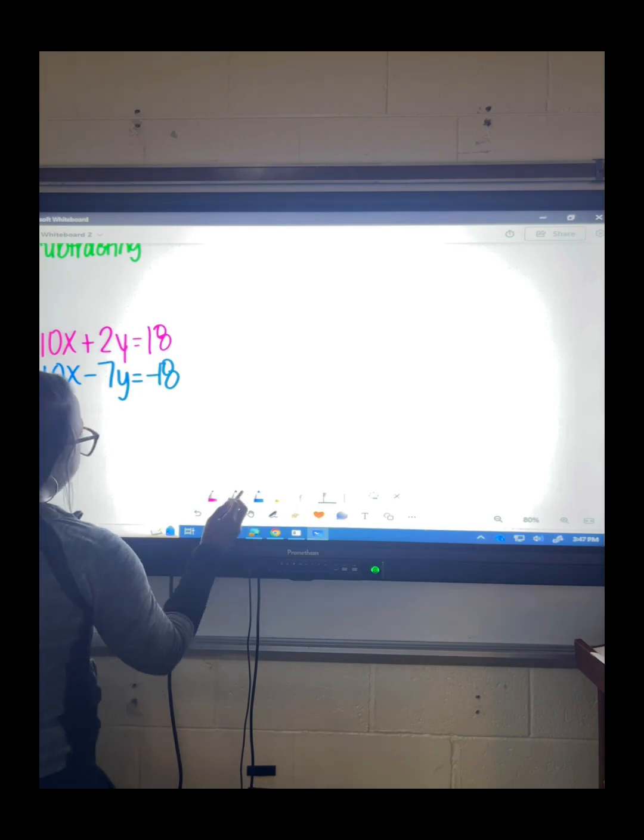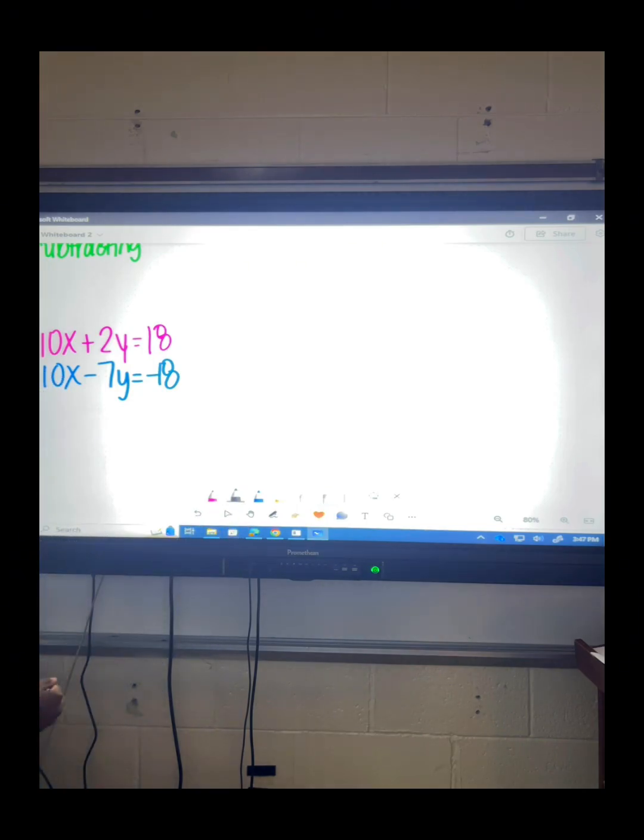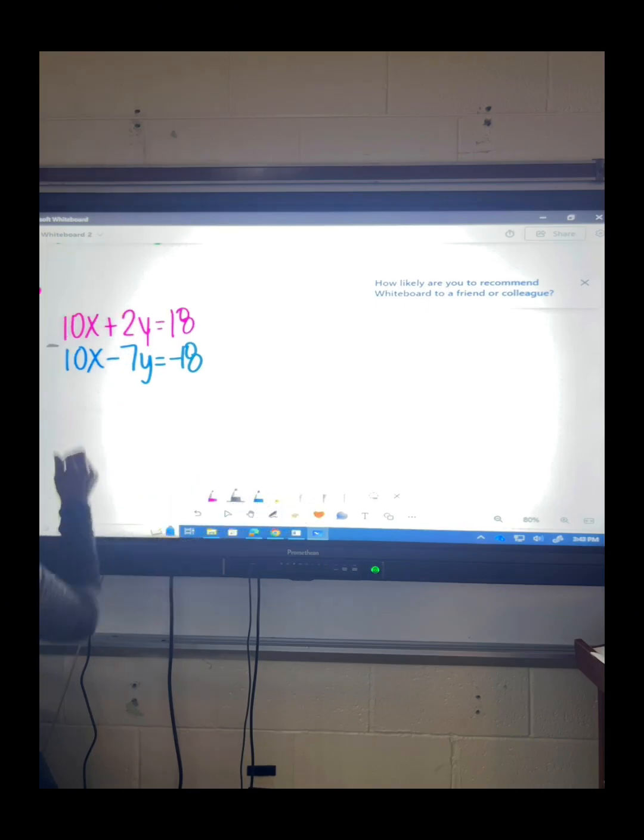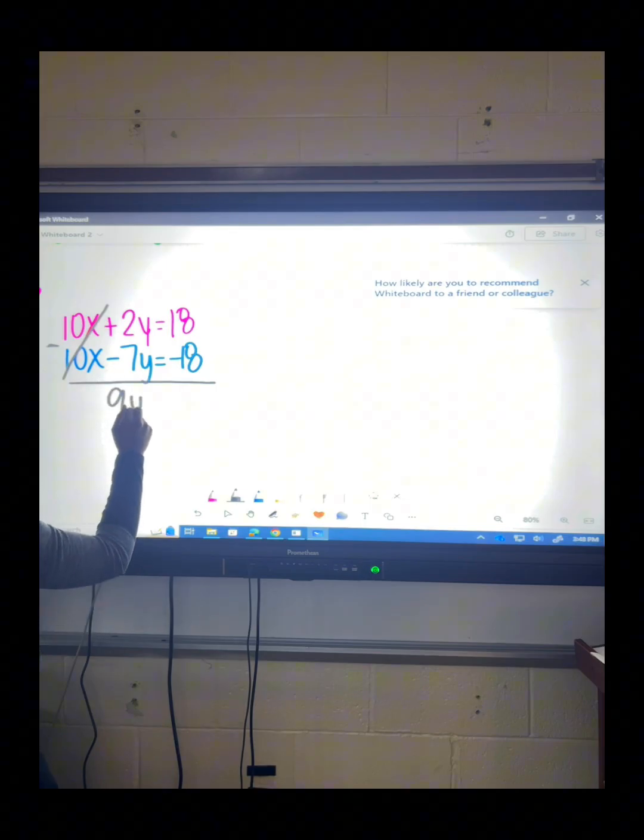Now I can do my regular. I know I'm dealing with the 10s because they're the only ones with the same thing. If I say 10 plus 10, I get 20. But if I say 10 minus 10, I get 0. I want to do whatever's going to give me 0. So I'm going to subtract both of these equations. So 10 minus 10 cancels. 2 minus -7, that's 9y. And 18 minus -18 is 36.